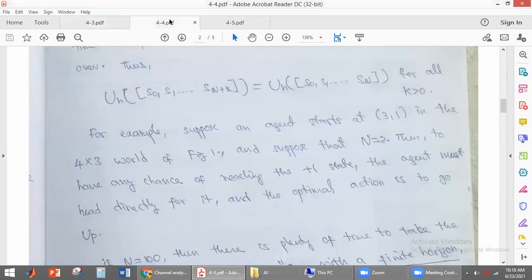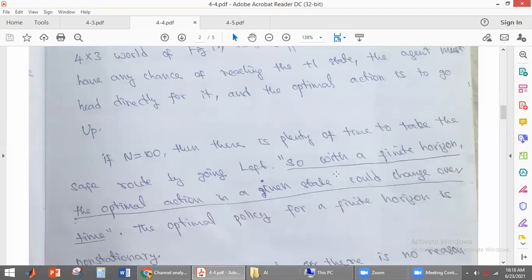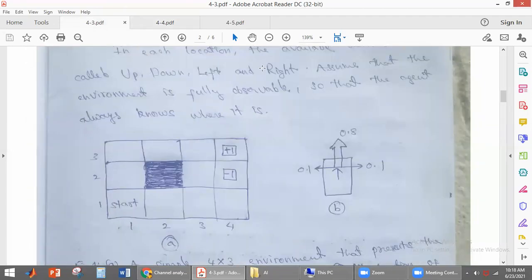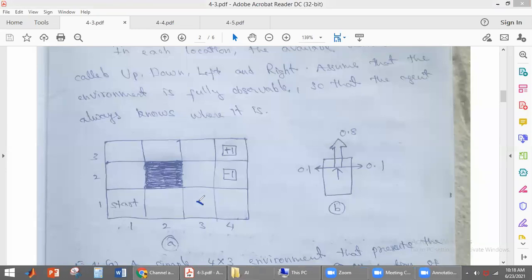But if the n value is equal to 100, and the agent is here in this location, then the agent will take this long route to reach the terminal state.